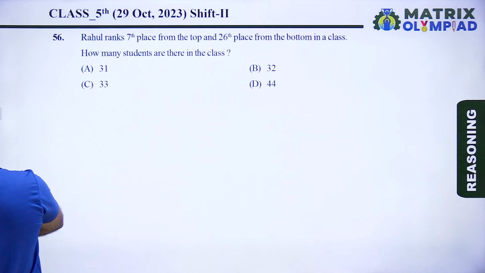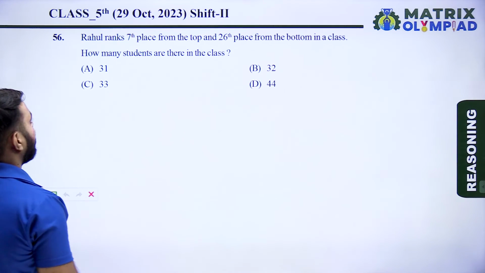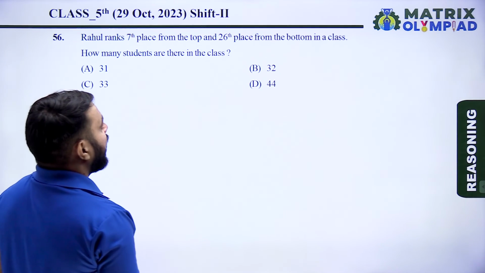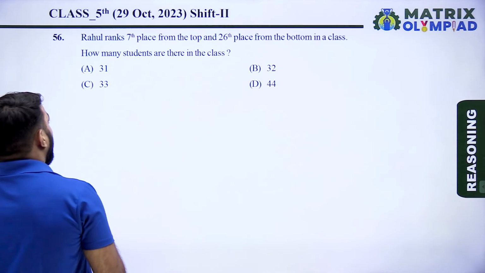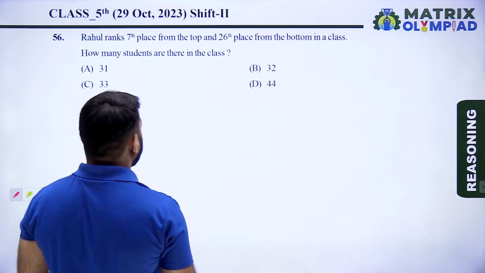So the next question is question number 56. Rahul ranked 7th place from the top and 26th place from the bottom in a class. How many students are there in the class?